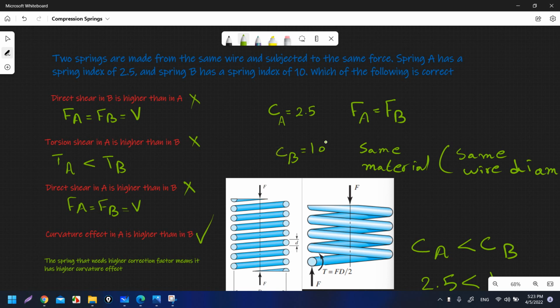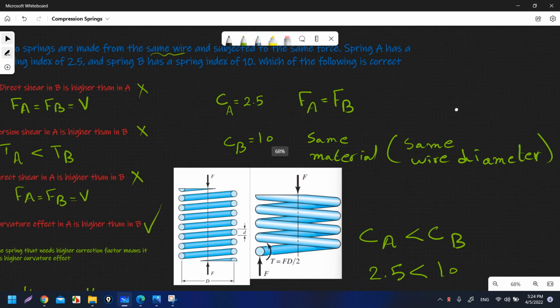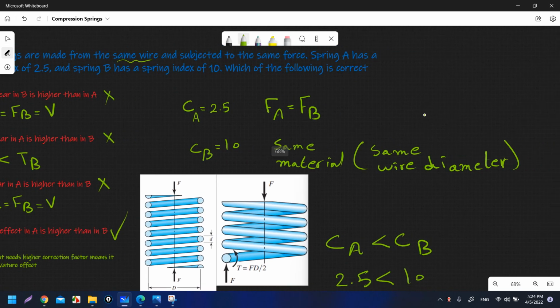In this question, he said two springs are made from the same wire. The phrase "same wire" we can understand to mean the wire is from the same material, or we can consider that the wire diameter is the same for the two springs. So we'll assume the wire is from the same material and the two springs have the same wire diameter.